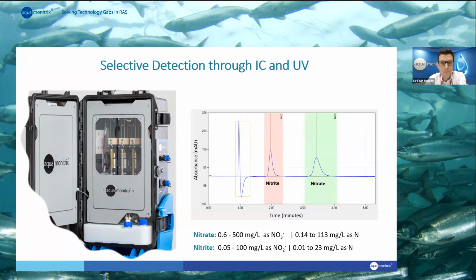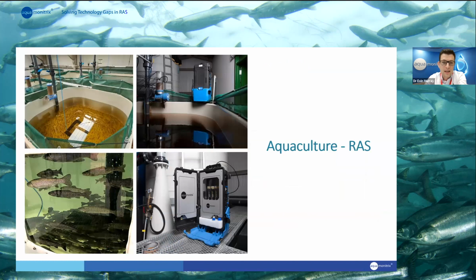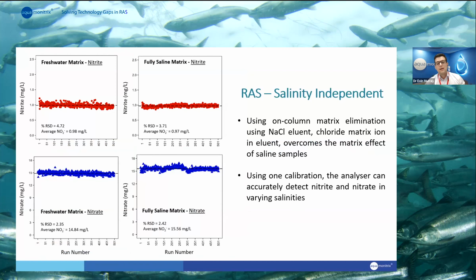So moving on to that then, let's have a look at how it really overcomes the salinity challenges and how it adds value within a RAS application. This is a real unique advantage which our system delivers. As I mentioned, we use sodium chloride eluent, but the process is called on-column matrix elimination.